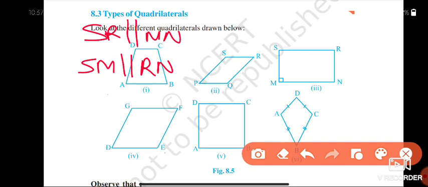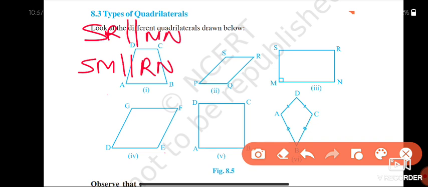Then next is a rhombus. So what is a rhombus? A rhombus is a tilted square. See, it is like a square only, but it is tilted. A square is a straight figure and a rhombus is a tilted figure. So a rhombus is a tilted square.